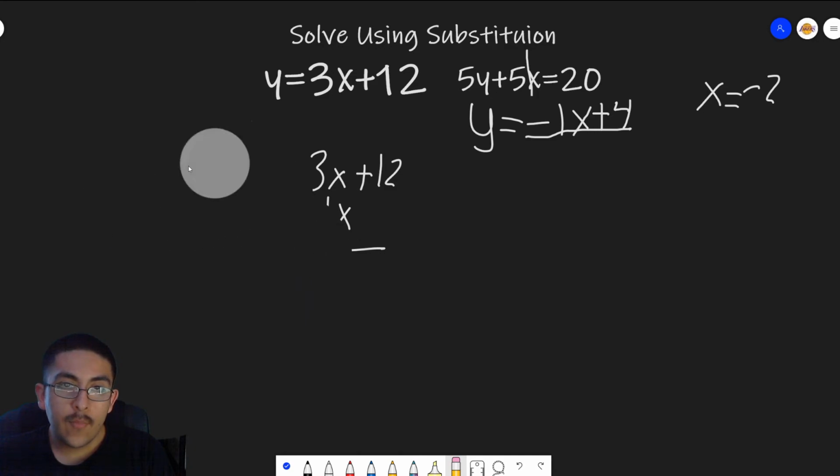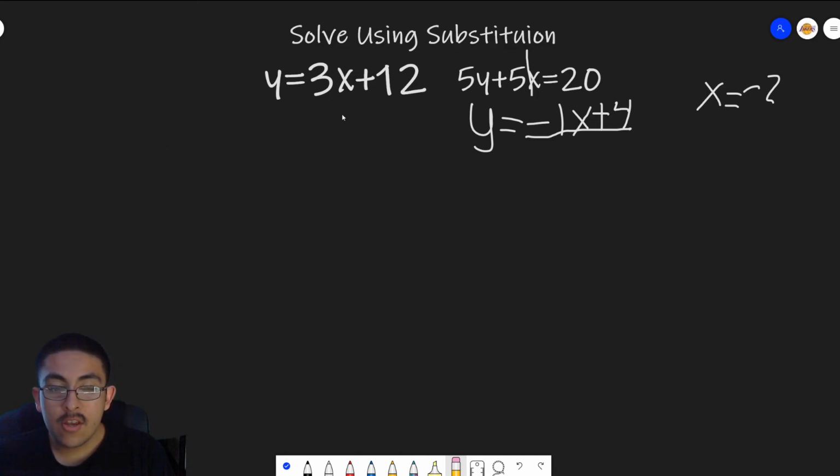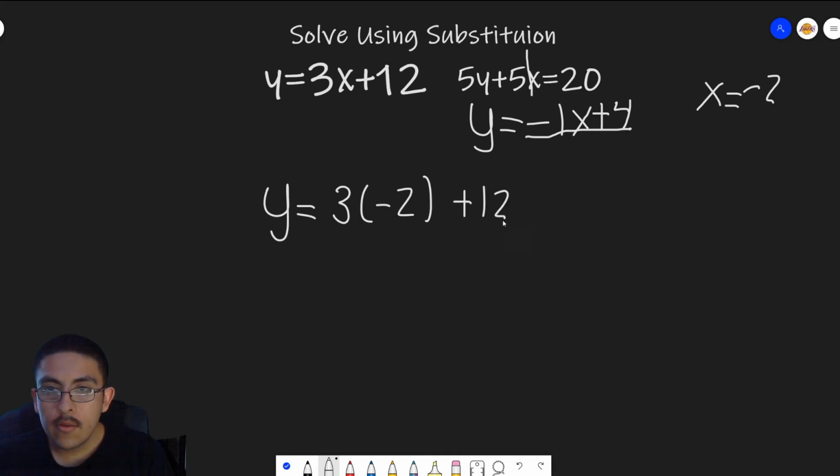And remember how we could just plug in the x into the equation to get the y? Let's do that again. This one seems easier. You could choose either one, but this one seems easier. We could do y equals 3 times the negative 2 plus 12. 3 times negative 2 is negative 6. Negative 6 plus 12 is the same thing as 12 minus 6. It's going to be positive 6. Y equal to 6.